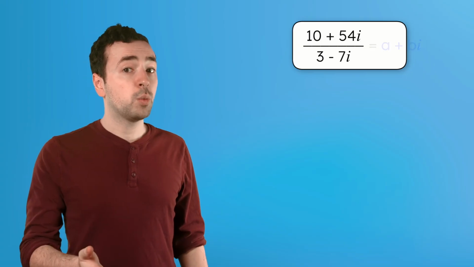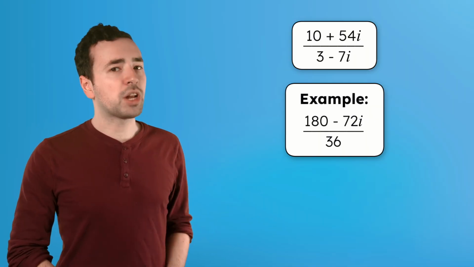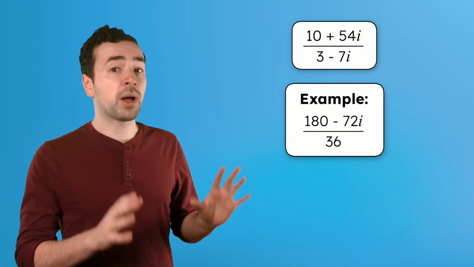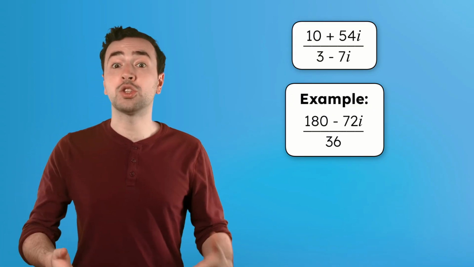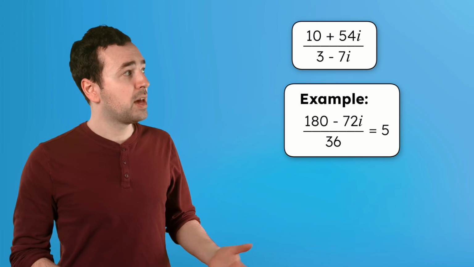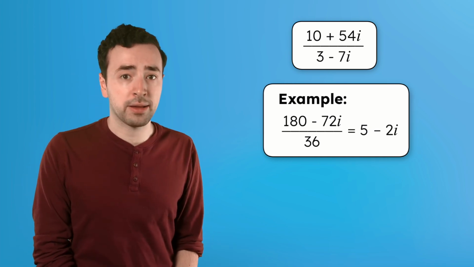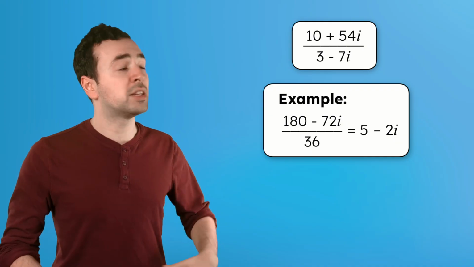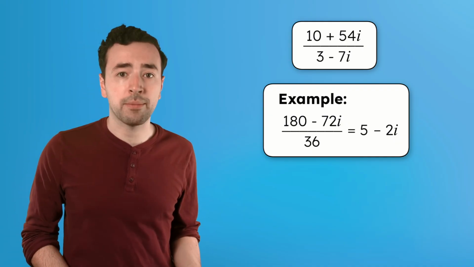To achieve this, we need an equivalent fraction where the denominator is a real number. Take this example, 180 minus 72i divided by 36. In this form, the denominator is a real number, which allows us to simplify the fraction. 180 divided by 36 is 5, and negative 72i divided by 36 is negative 2i. The fraction has been simplified into a single complex number, 5 minus 2i.